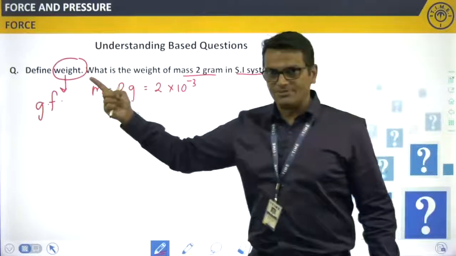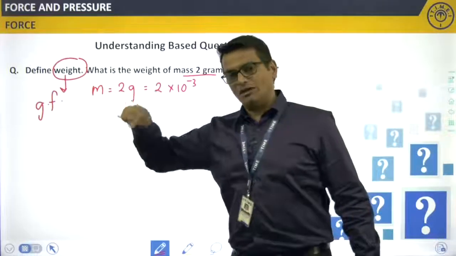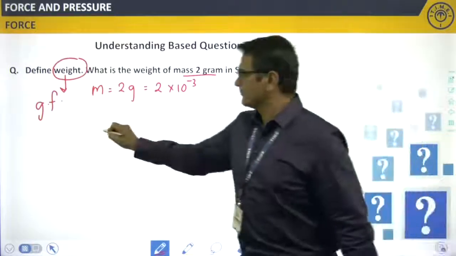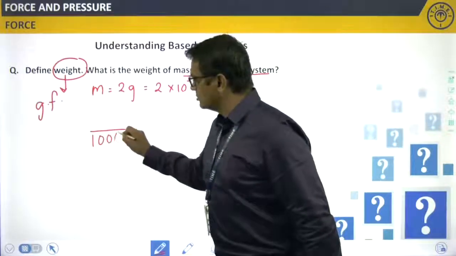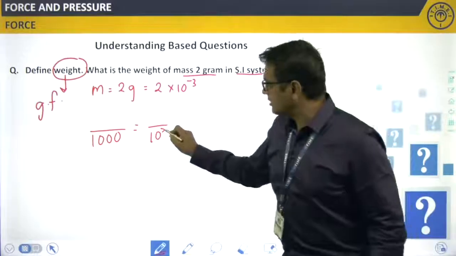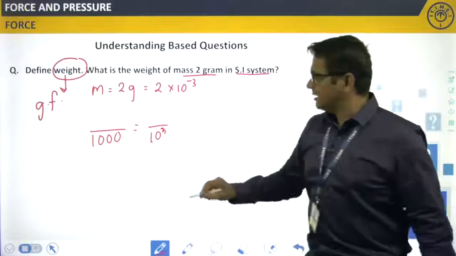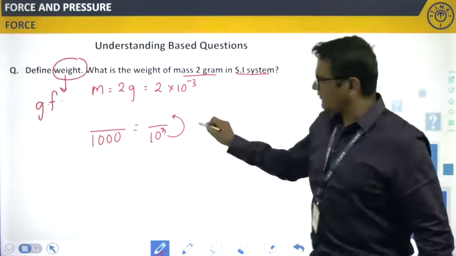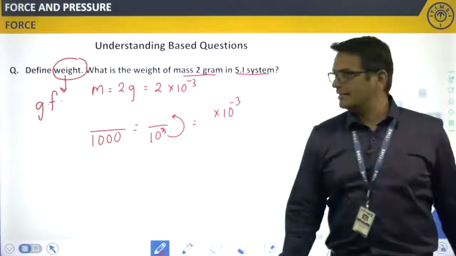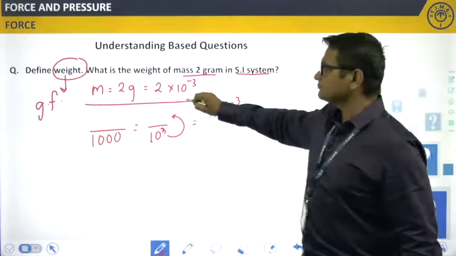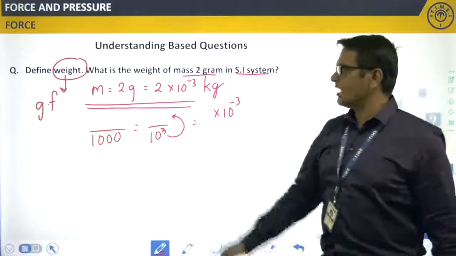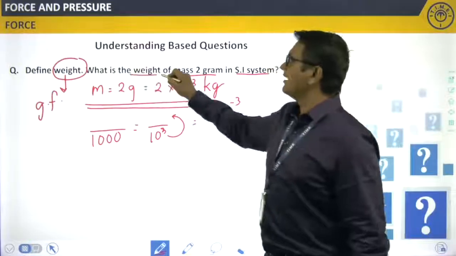1 kilogram is 1000 grams, right? So to convert grams into kilograms, divide by 1000. If I am dividing anything by 1000, that means I am dividing by 10 to the power 3, right? If I bring this 3 up by the rule of exponents, I am multiplying it with 10 to the power minus 3. So this is how I convert mass into the SI system, kilogram. I've got the mass. Now what are they asking me? What is the weight? So what is the weight?